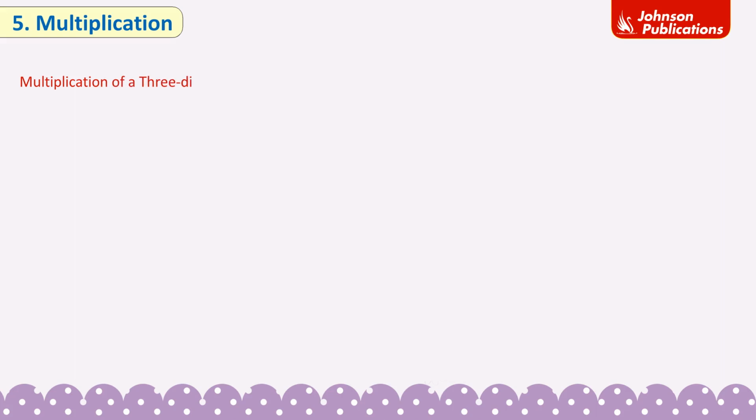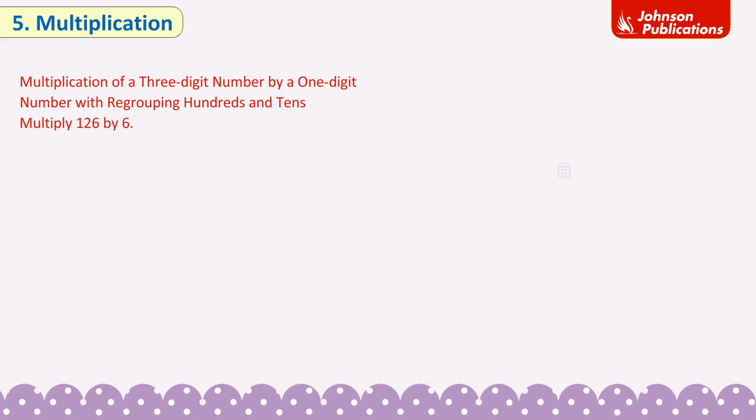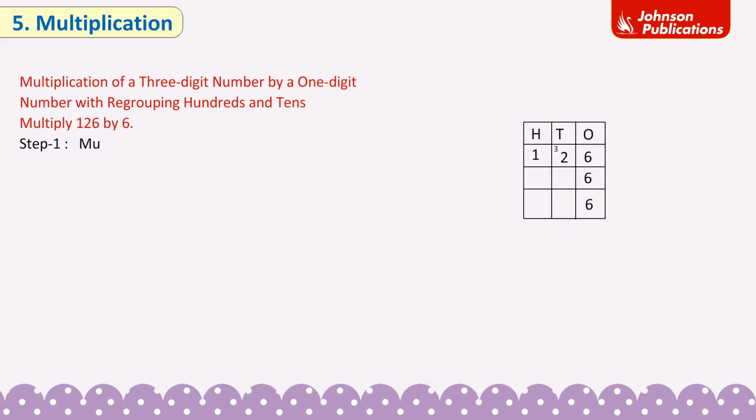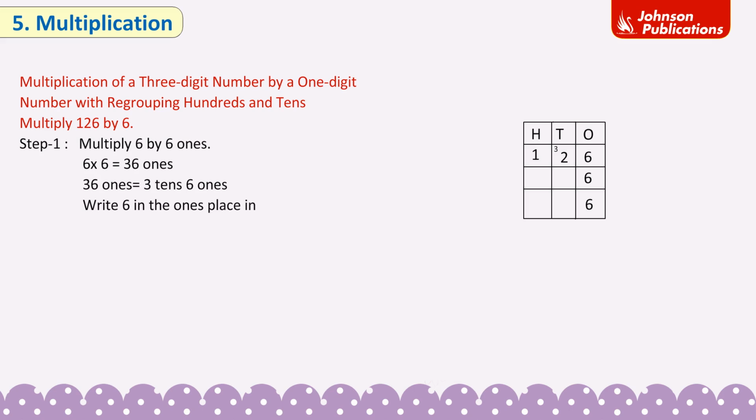Multiplication of a 3-digit number by 1-digit number with regrouping hundreds and tens. Multiply 126 by 6. Step 1. Multiply 6 by 6 ones. 6 multiplied by 6 is equal to 36 ones. Write 6 in the ones place in the answer and carry over 3 tens to the tens place.